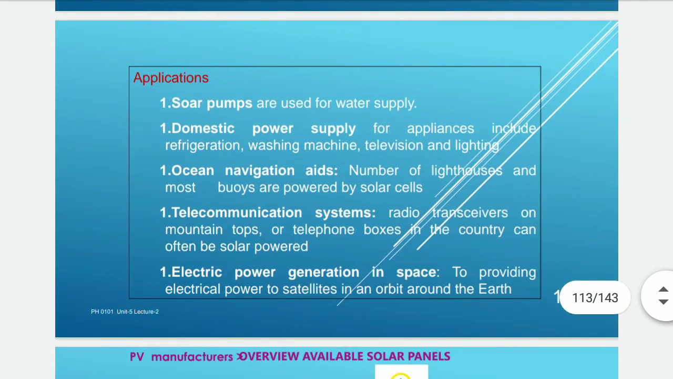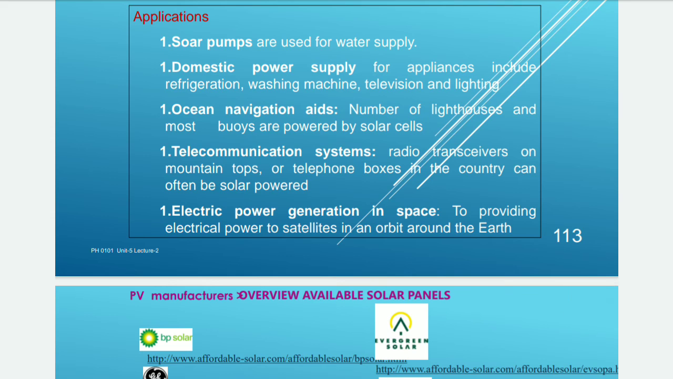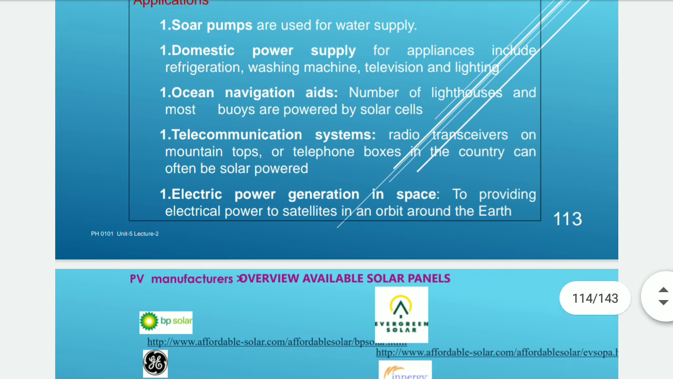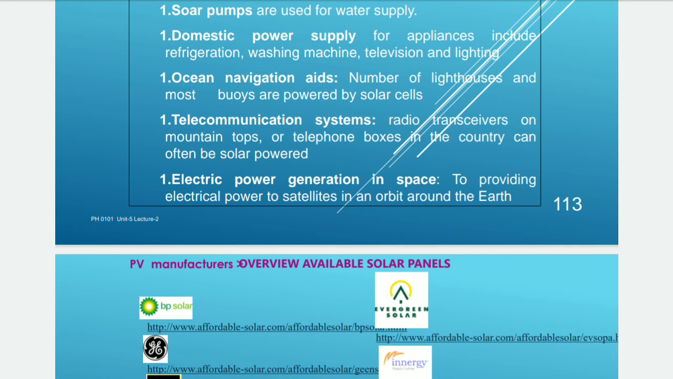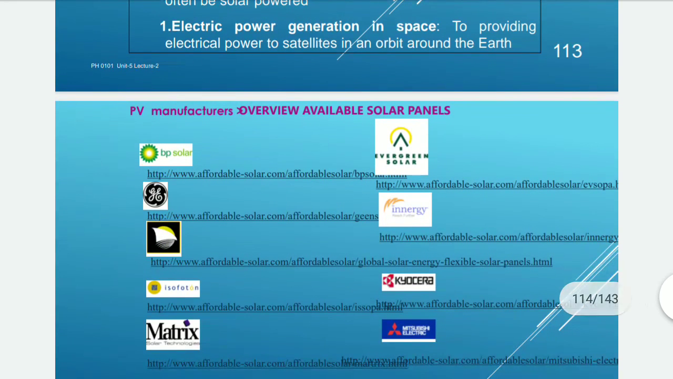Applications: solar pumps are used for water supply. Domestic power supply for appliances includes refrigeration, washing machine, television and lighting. Ocean navigation aids: a number of lighthouses and buoys are powered by solar cells. Telecommunication systems: radio receivers on mountain tops or telephone boxes in the country can often use solar power. Electric power generation in space provides electric power to satellites in orbit around the earth.